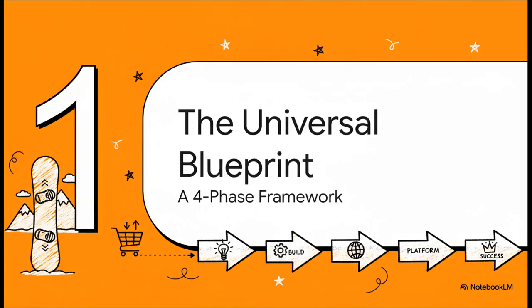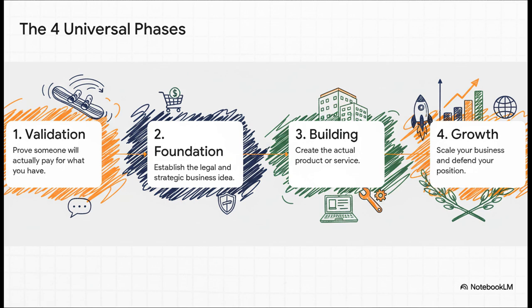So before we get into the whole story about snowboards and software, let's just quickly look at the framework itself. Because pretty much any successful idea, I don't care if it's a tech company or a food truck, follows this same four-phase path. Okay, so here they are, the four big phases.